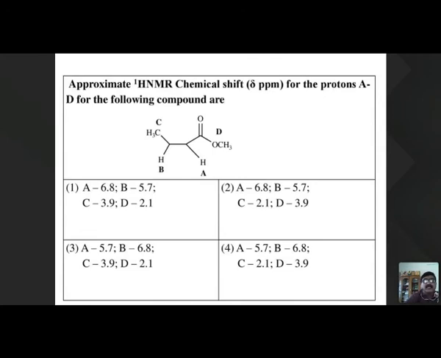Sorry, I forgot to add a double bond here. You know, here you have a double bond between the A and B protons. You just add a double bond here. Approximate chemical groups are given. What is the correct form you are asking for?